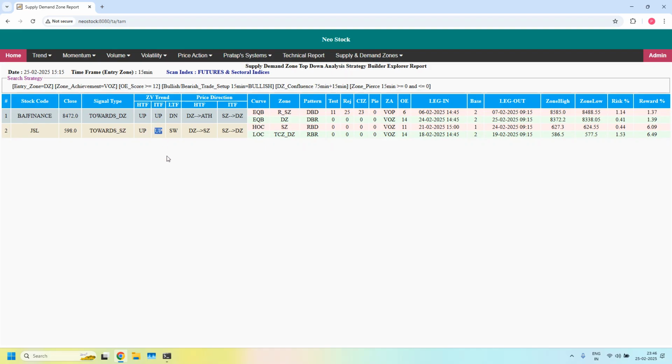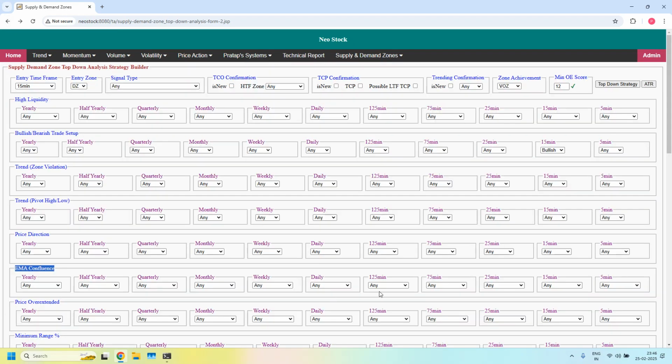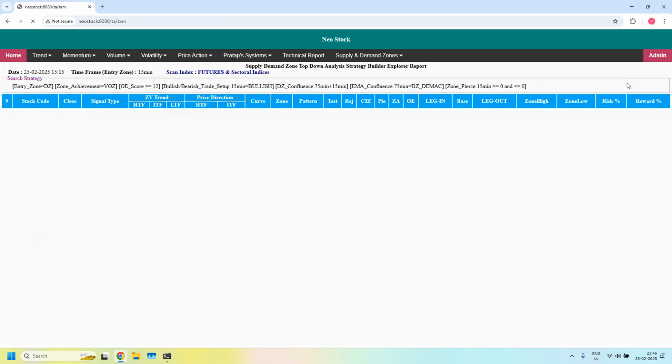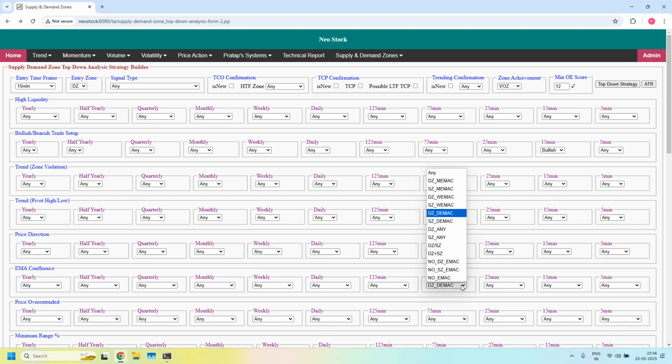minutes trend is up. If 75 minutes demand zone having daily EMA confluence or not, let us verify. At 75 minutes, I am checking 75 minutes demand zone with daily EMA confluence. So none of the stocks are having EMA confluence. Okay, next let us look for LTF, ITF, HTF demand zone confluence.